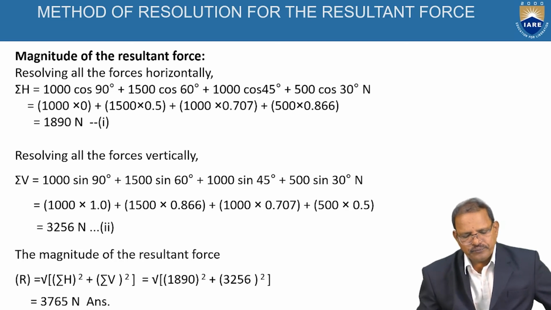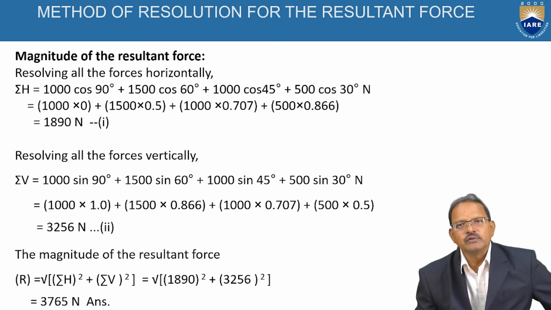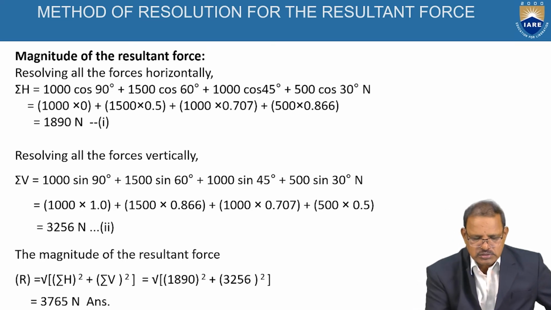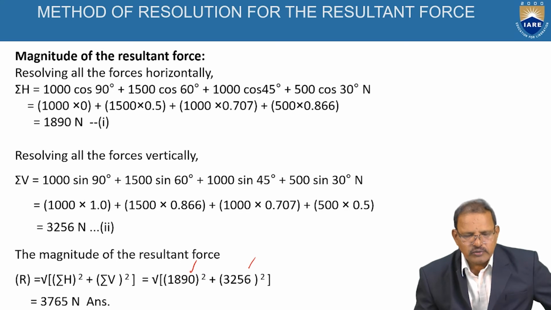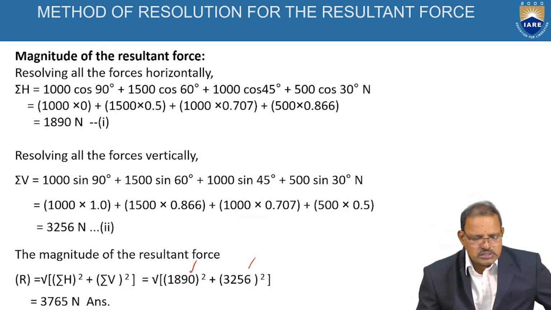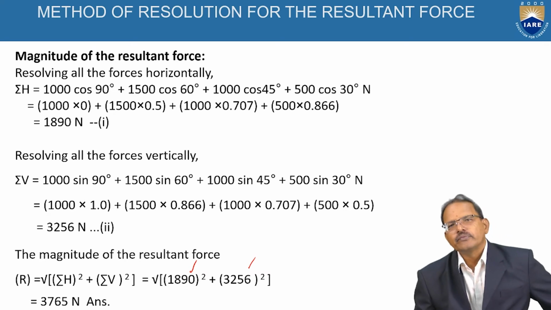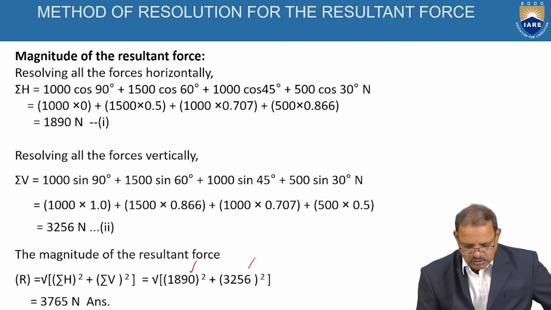The resultant of all the four forces is equal to R, which is equal to the square root of (sigma H) squared plus (sigma V) squared, which is equal to the square root of 1890 squared plus 3256 squared, which is equal to 3765 newtons. We got it now. This is known as the magnitude of the resultant force.